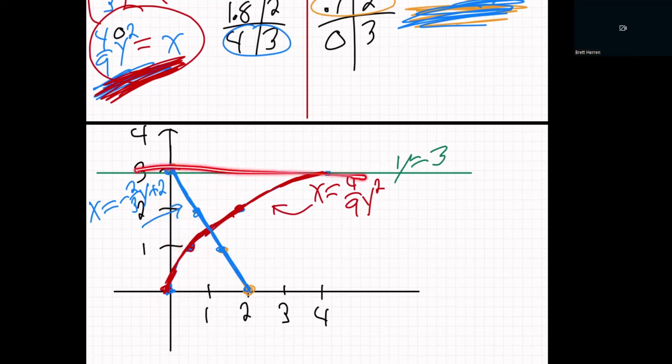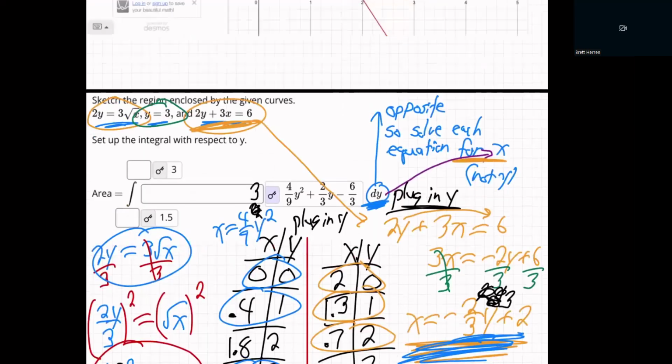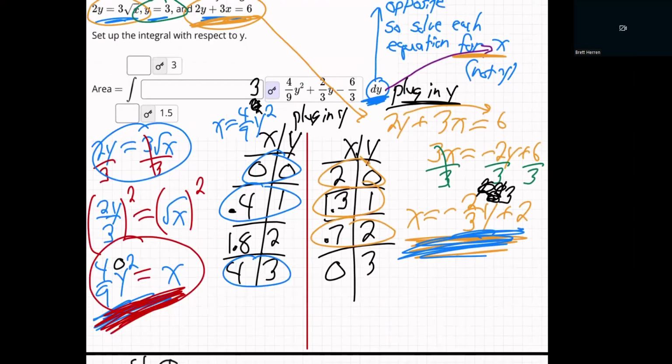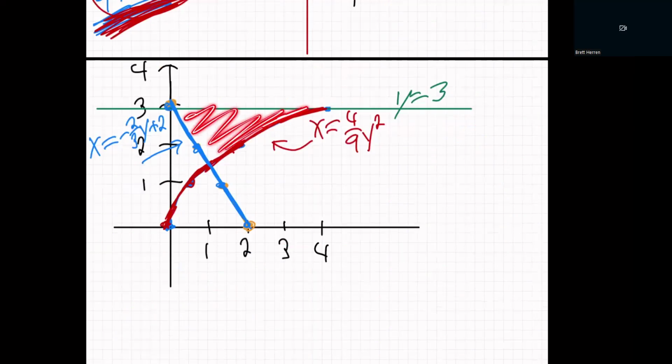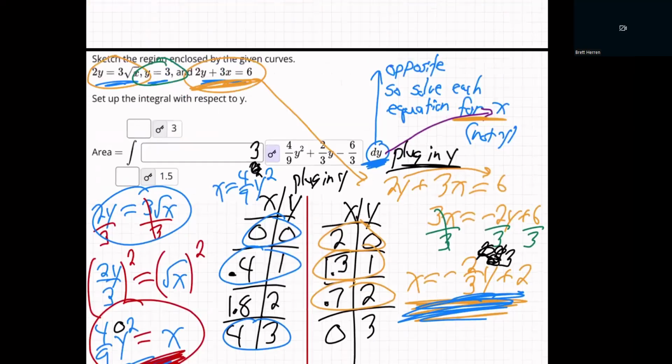So if I just draw this one, and this one, what region is closed? This is the only region completely enclosed, closed off, sealed and done, right? It's this region right here, which is the words they said, notice, enclosed by the given curves. You got to read the fine print. So it's this region. They want us to set up an integral to find that area. Well, how do we do it? And they want us to do it dy.